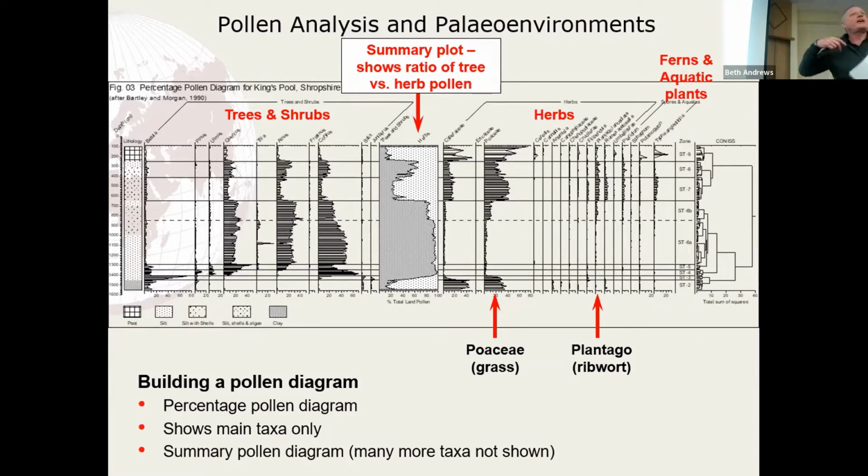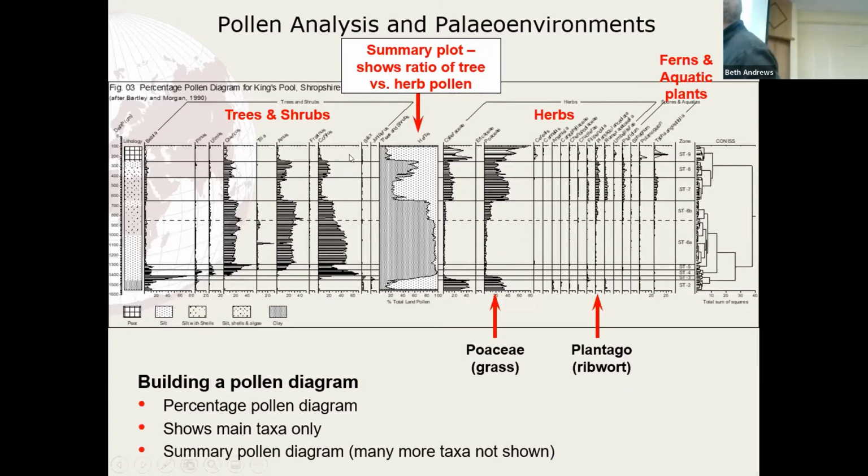All the data are expressed as percentages of each other. A summary diagram only shows main taxa. There are 50, 60, 100 other pollen types that are deemed minor and are not shown because it complicates things. Now again, an instrument of torture, but not as bad as the one that Lennart posted 116 years ago.